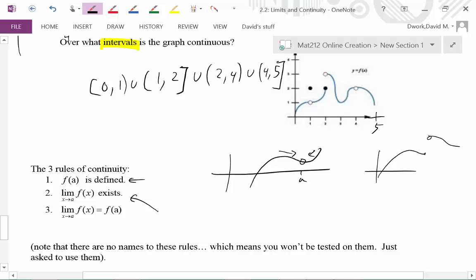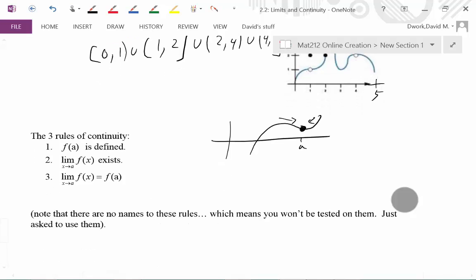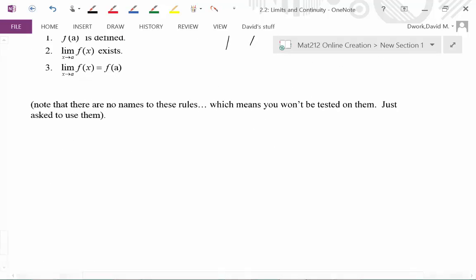And last but not least, again, this is what we talked about before, the limit as you approach from the left and from the right must equal the same value as if you were just to plug in, substitute in the value a. There's your 3 rules. Okay, I hope those make sense. Make sure you can read them and know what they mean so they don't throw you on a test.